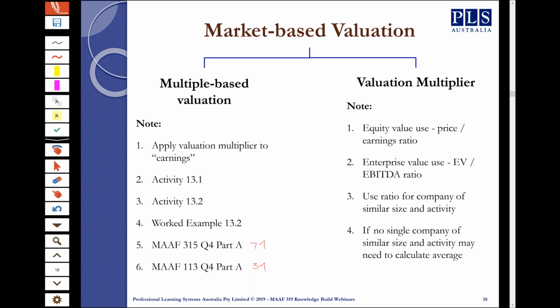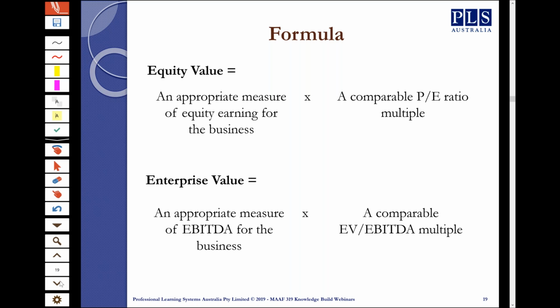But basically, with your equity value, you take your underlying profit figure and multiply it through by a price earnings ratio. For enterprise value, you take the underlying profit figure that they represent and multiply that through by your EV on EBITDA ratio. You need to use ratios for a company of similar size and activity. And if there is no single company of a similar size and activity, then you may need to calculate an average to that degree. But again, if I just highlight that as you work your way through the formulas, quite simply, for equity, you take an appropriate measure of equity and multiply it through by your comparable price earnings.